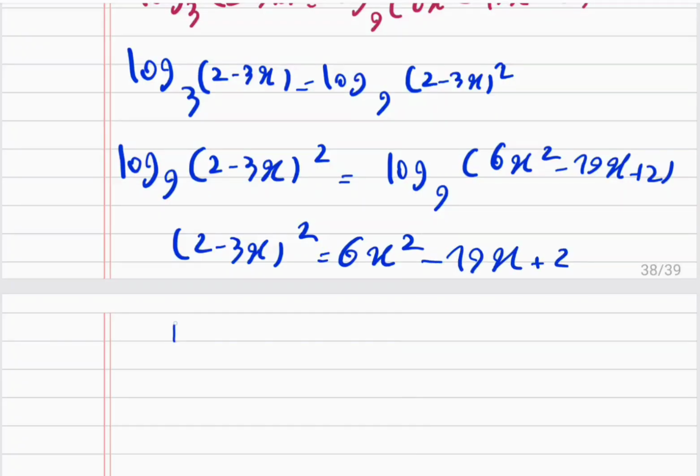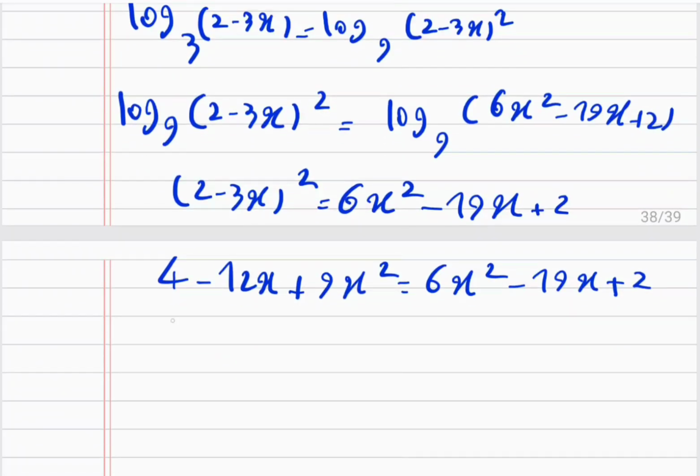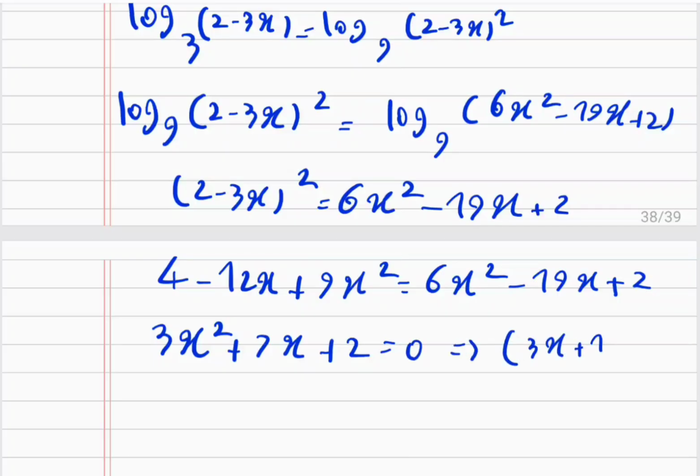So we have 4 minus 12x plus 9x squared is equal to 6x squared minus 19x plus 2. And now we just rearrange this. It becomes 3x squared plus 7x plus 2 is equal to 0. And we can factorize this. So (3x plus 1) times (x plus 2) is equal to 0. And the solutions are minus 1/3 or minus 2 for the value of x.